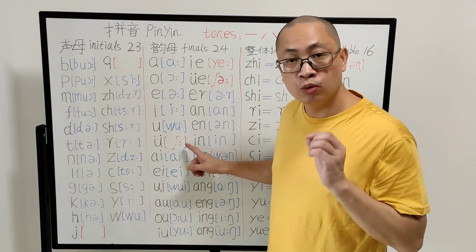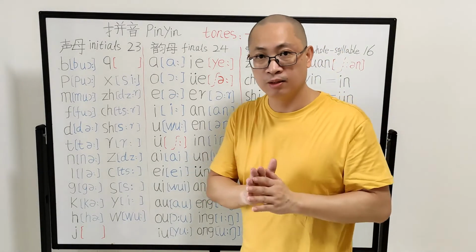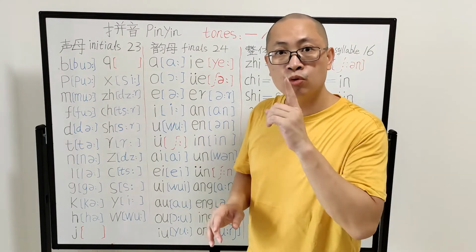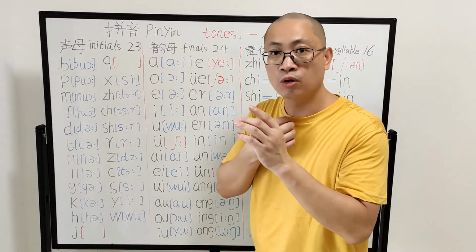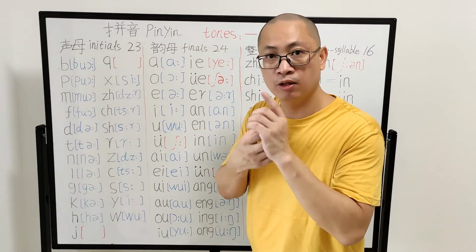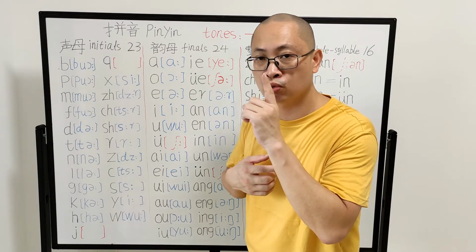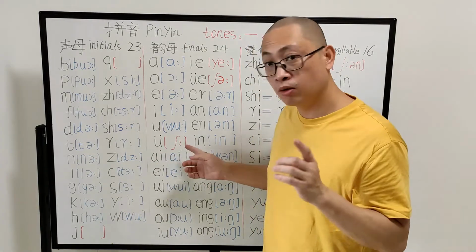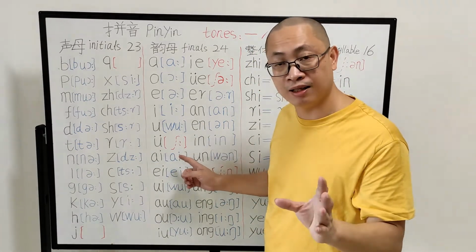Next, u, u. Okay. First, pronounce sh in English. Sh. Then open your throat and shake it. So I mark with this broken line.